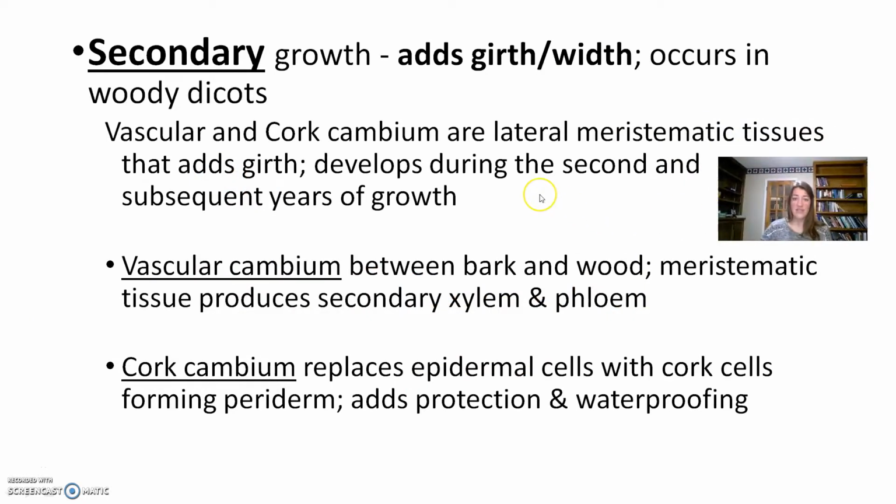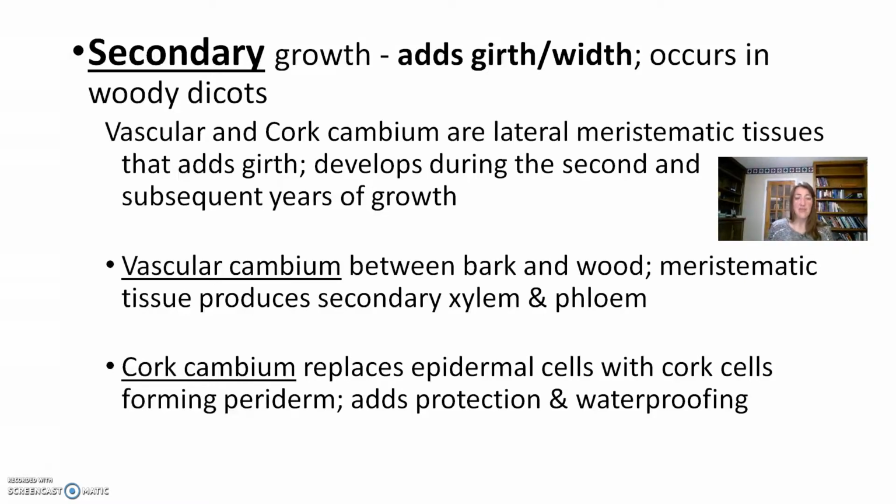Secondary growth. This adds girth or width, and it occurs in the woody dicots. Under the vascular and the cork cambium, the lateral meristematic tissues, they develop during the second and the subsequent years of growth. So not the very first year, because they're kind of squishy and still little succulent guys, but then they get woody as they get bigger.